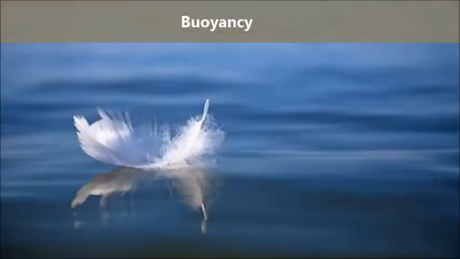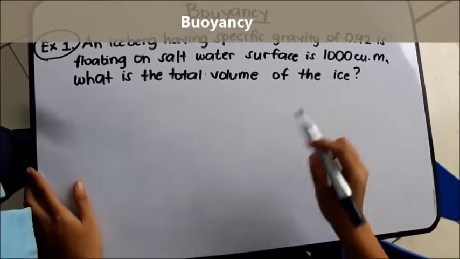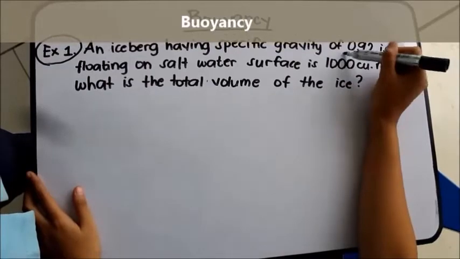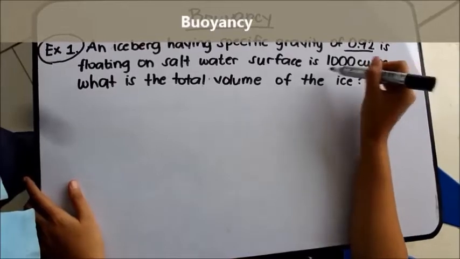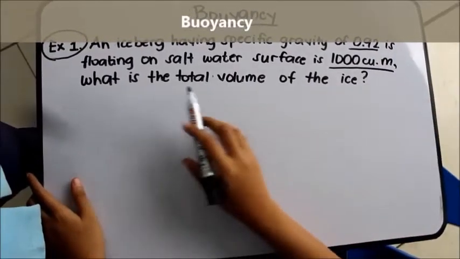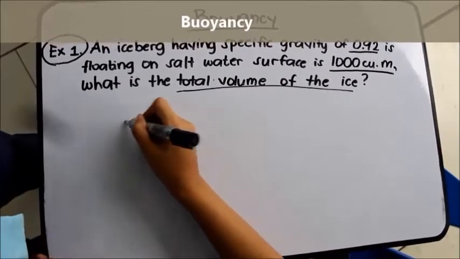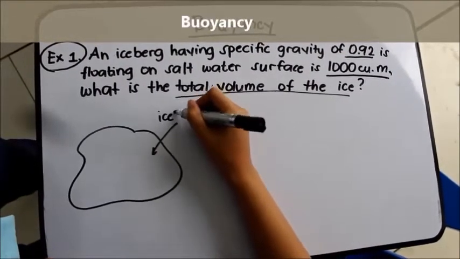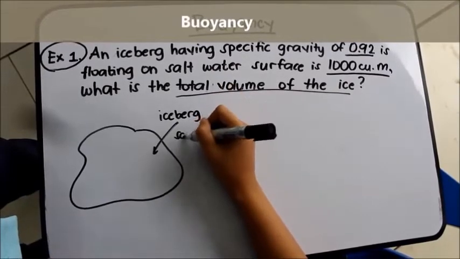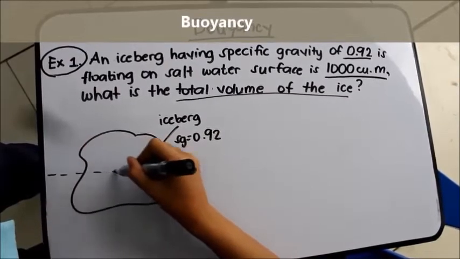After learning about the formulas of buoyancy, let us proceed to the examples. Example number 1. An iceberg having a specific gravity of 0.92 is floating on the salt water surface, with 100 cubic meters above the surface. What is the total volume of the ice? The first thing that we need to do is to draw the free body diagram. This is the iceberg having a specific gravity of 0.92, and this is the water level.